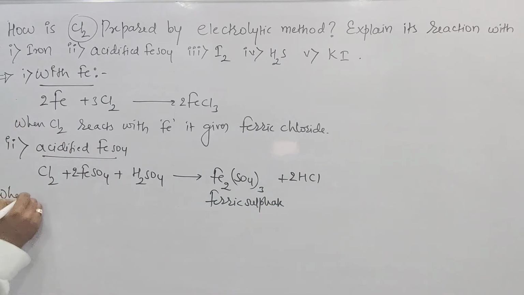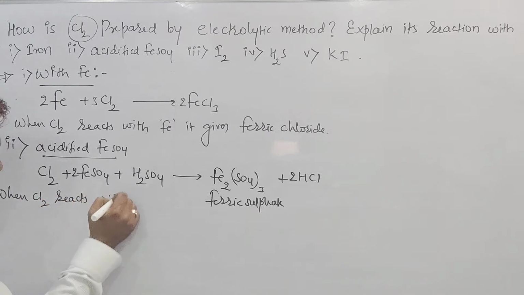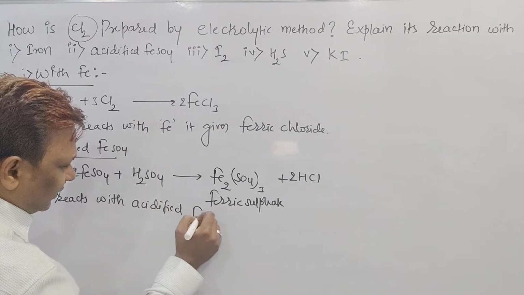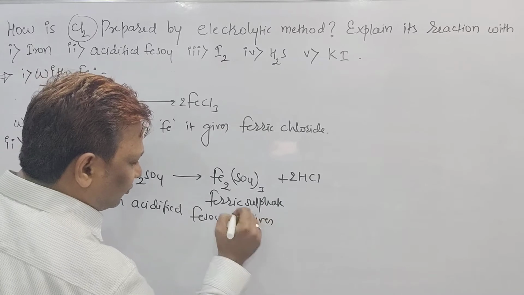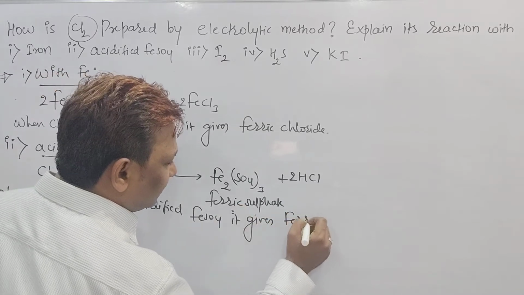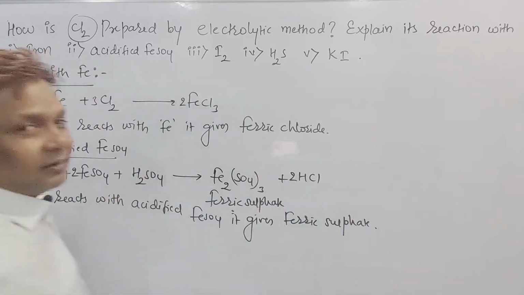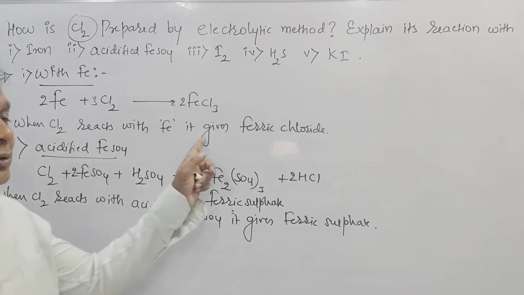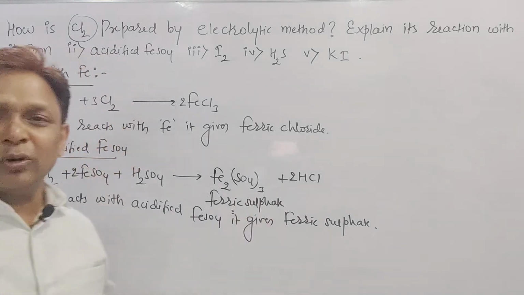How to write the reaction, beta? When Cl2 reacts with acidified FeSO4, it gives ferric sulfate. When Cl2 reacts with iron, it gives ferric chloride, 1 mark. If Cl2 reacts with acidified FeSO4, it gives ferric sulfate, 1 more mark.